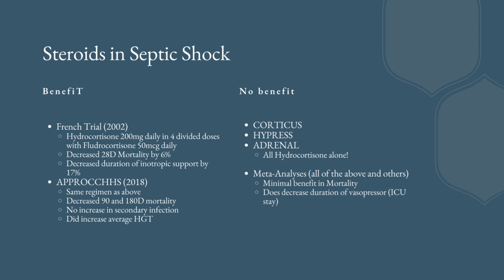The 2002 study showed a 28-day mortality decrease of 6% and decreased the duration of inotropic support required by 17%. The 2018 study is the same regimen and the same group of people and the same hospitals, so that could be a little bit of a bias there just by the study, but it showed that it did decrease 90 and 180-day mortality. There was no increase in secondary infections observed, but it did show an average increase in the HCTs. Those are the two studies usually highlighted that showed benefit to mortality.